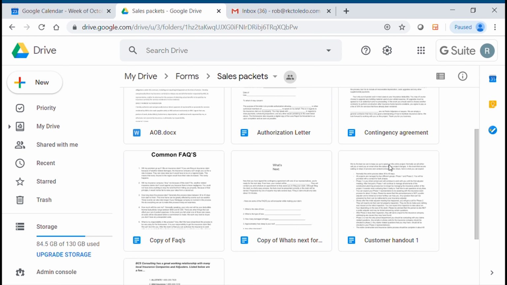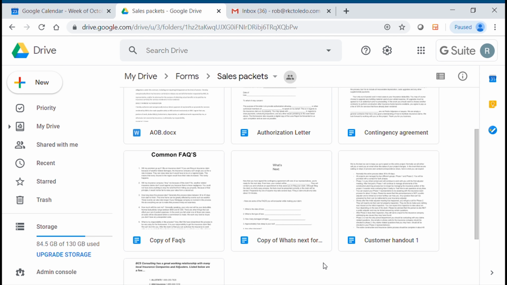FAQ sheet, common FAQs, super important, because I've found over my career most people have the same questions, right? And if you're newer to this business, you might not know the answers to these questions. So it can help train you and educate your client. Educating your client before you actually start the process is very, very important. It's going to eliminate future problems. Got to do it, guys. That's very important.